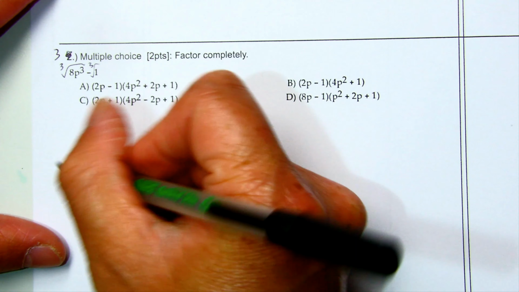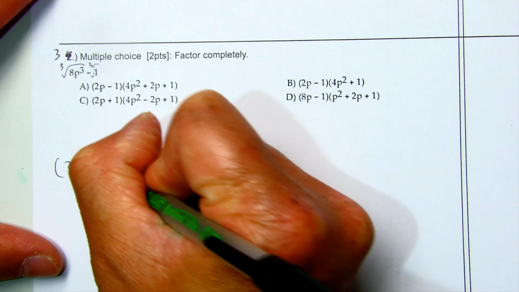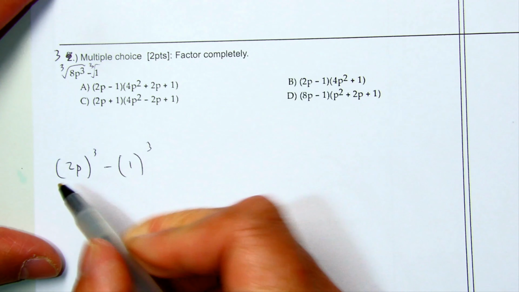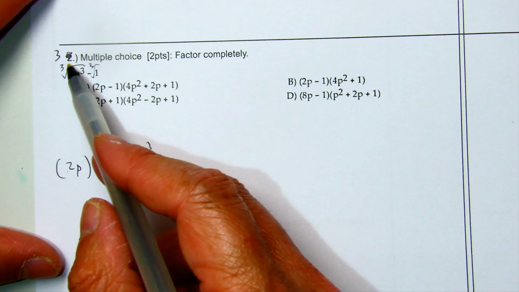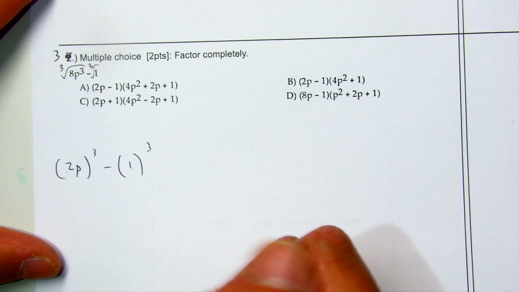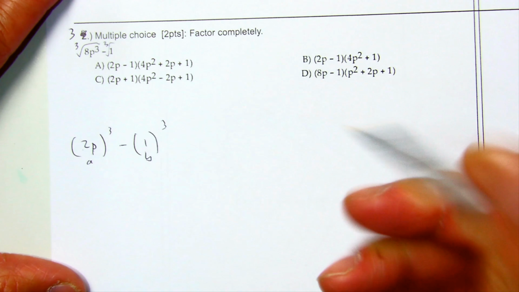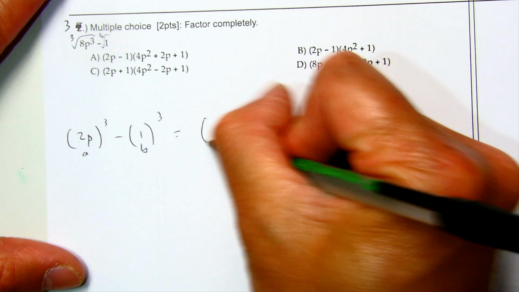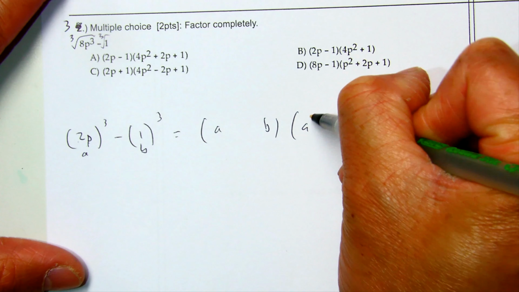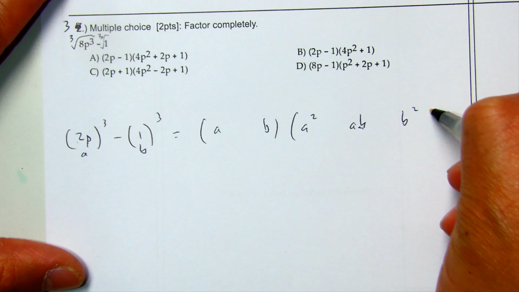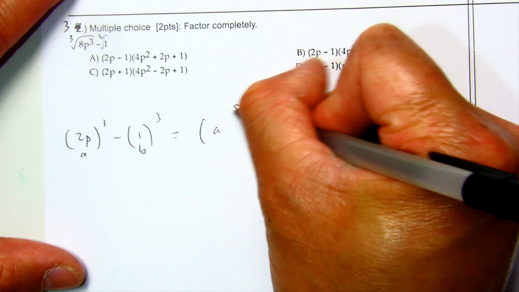So that would be 2p. And that would just be 1. 2 times 2 times 2 is 8. P times p times p is p to the third. 1 times 1 times 1 is 1. So this is my A, this is my B. Write out our formula. Notice I've skipped all the math operations. And then I'm going to use my SOAP.